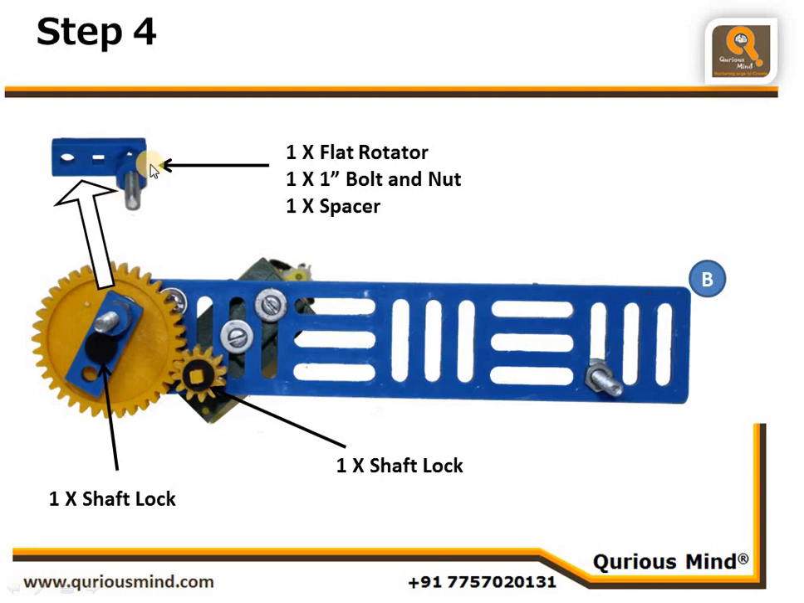And on that we have put one spacer because we want to create some space, as we are going to attach the push-pull rod to this earth point. This assembly is mounted onto the axle and secured using the shaft lock here. We have also attached one shaft lock onto the small gear here so that the small gear is secured in place. This complete assembly we are calling assembly B. Let's move to the next step.